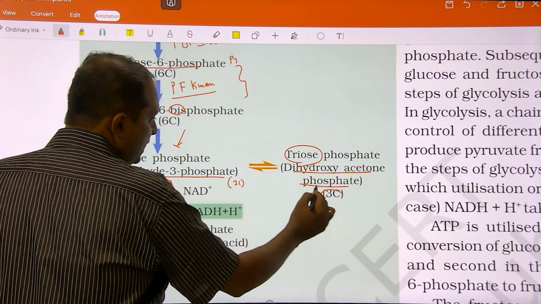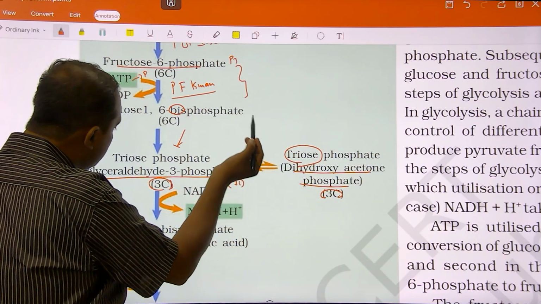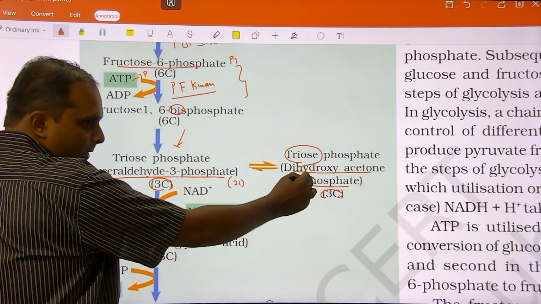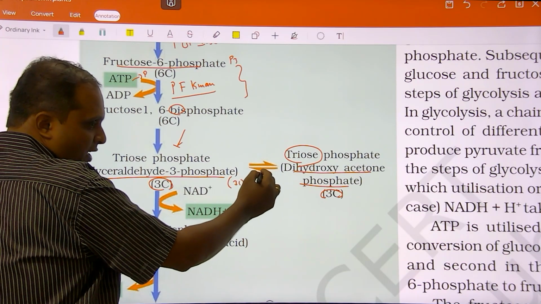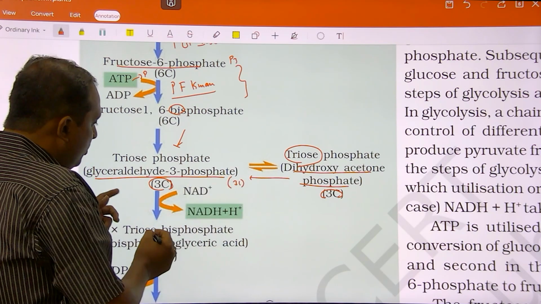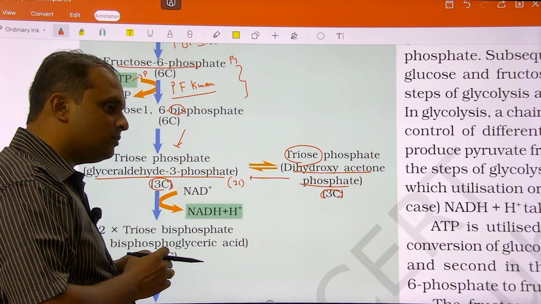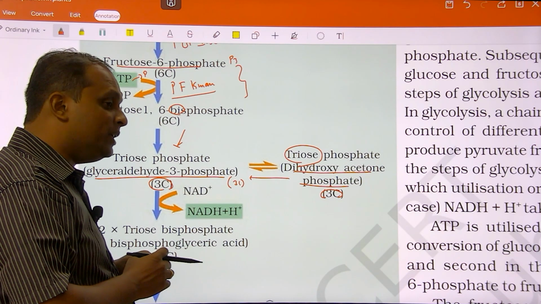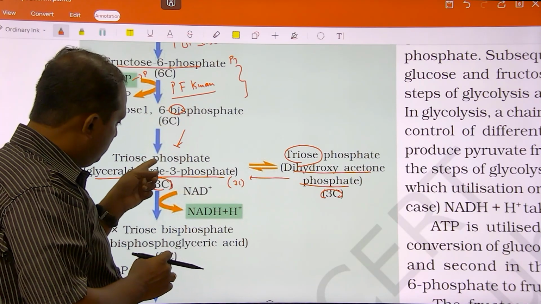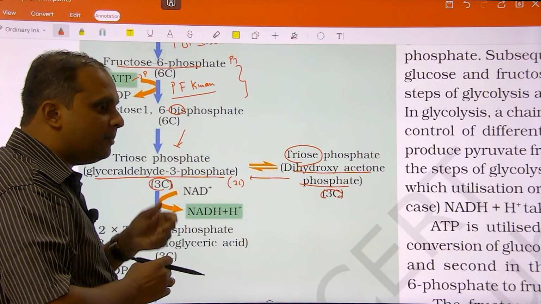glyceraldehyde 3-phosphate. See, this dihydroxyacetone phosphate in turn becomes glyceraldehyde 3-phosphate. It doesn't have a separate fate. Here the reaction is marked as a double way reaction, a reversible reaction. So this also becomes the same. So how many glyceraldehyde 3-phosphate will you get from one glucose? How many G3P? There is one G3P here and DHAP also becomes G3P. So how many G3P in total?